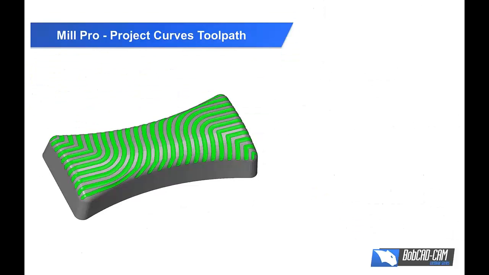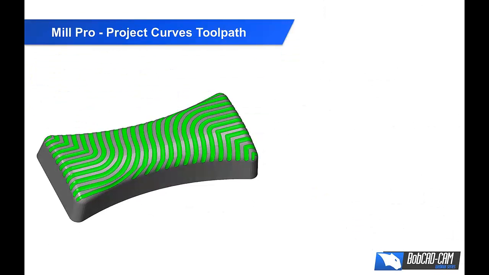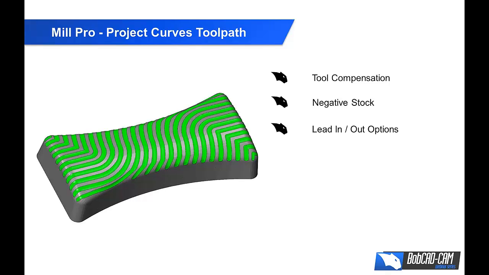All right, the next thing we're going to talk about is the Mill Pro Project Curves toolpath. There are some differences between the 3-axis wireframe and the Project Curves toolpath. One thing is tool compensation. We'll talk about that a little bit and the effect that it has. The other thing we're going to look at here is negative allowance, how you're going to use negative allowance. I apologize, I said negative stock earlier. And then the other thing we're going to talk about is lead in and lead out options.